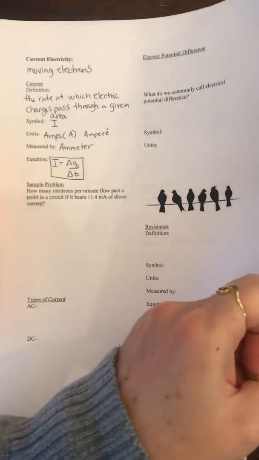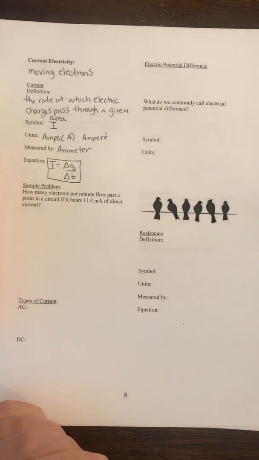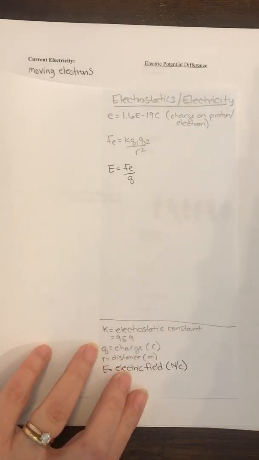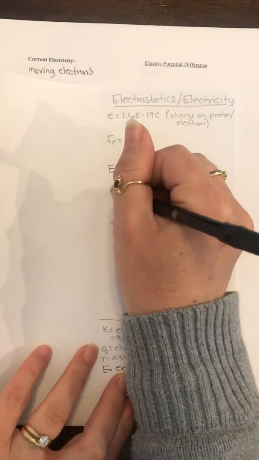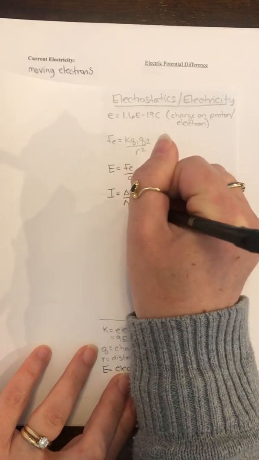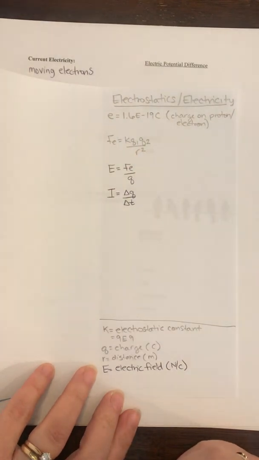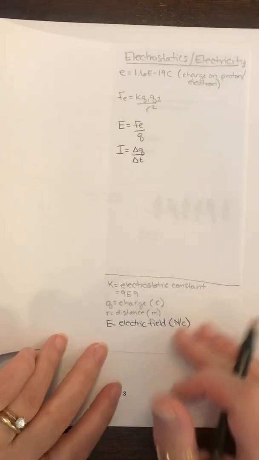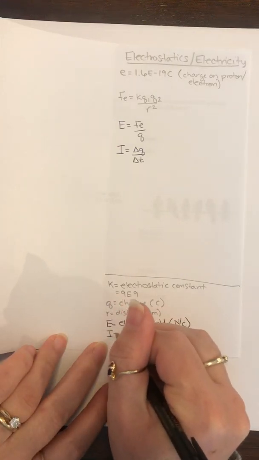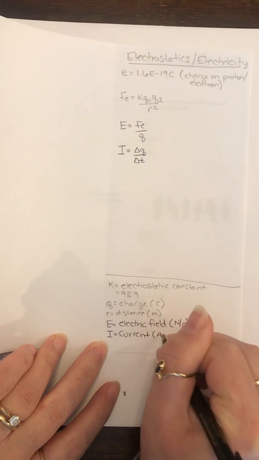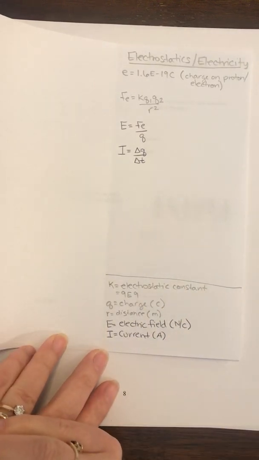Okay, so let me find my green sheet, which, as you know, is not green. Okay, and on here I just want to add this equation, which just says that current is equal to the change in charge over the change in time. And I'm down here going to write that I is equal to current in amps.